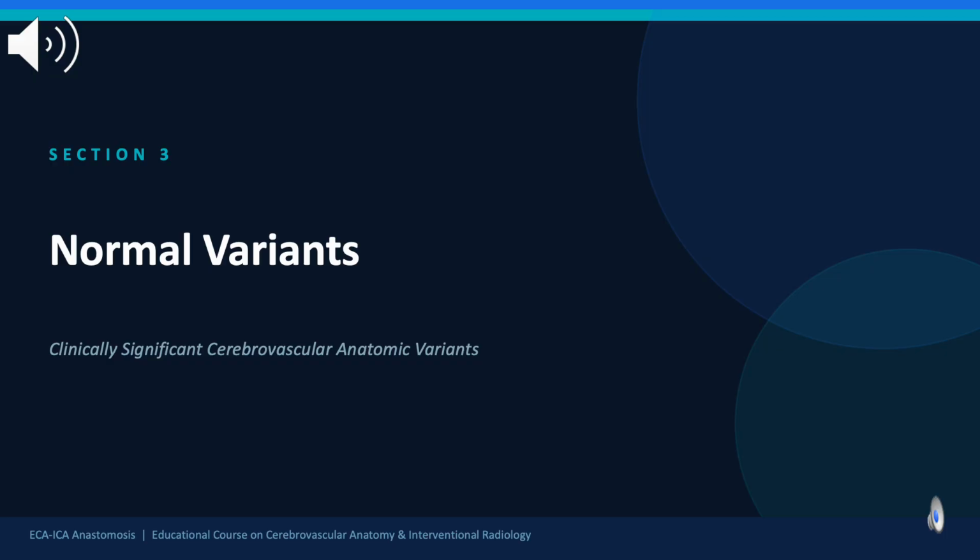Section 3 covers the normal variants of cerebrovascular anatomy that are clinically significant in the context of interventional procedures. These are not rare academic curiosities. Several of them are life-threatening if unrecognized.